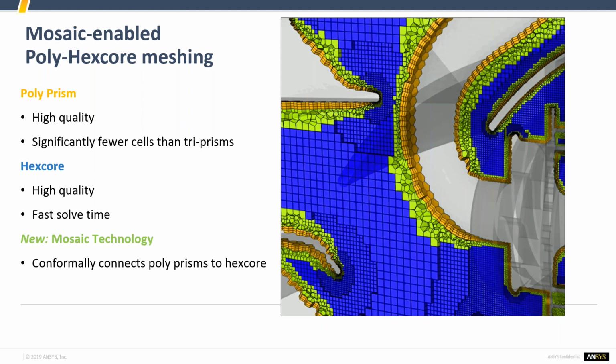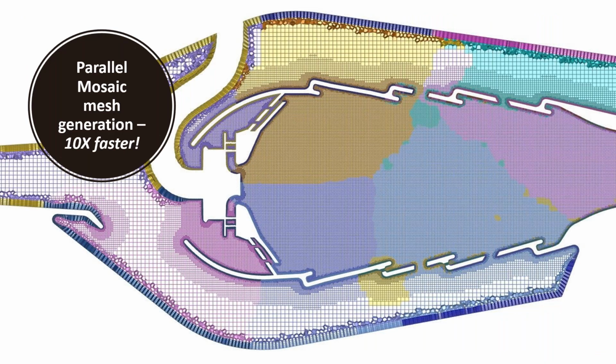The parallelization that I spoke about: the meshing part is parallelized up to 64 cores, which can provide you up to 10 times faster meshing times. For this combustor we're looking at here, it's up to 10 times. And this really can enable people who are spending a lot of time meshing.